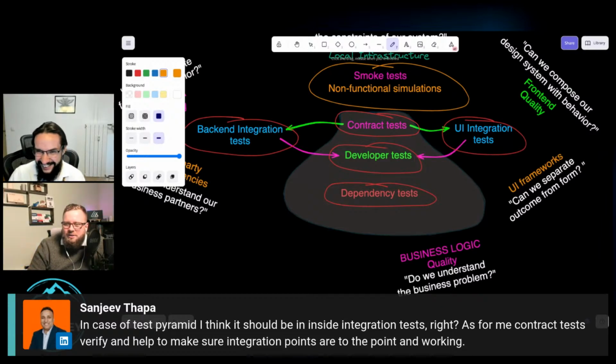As for me, contract tests verify and help to make sure integration points are working. So an integration test is a check potentially against production or against the real system. A contract test is a static analysis tool. It checks against the types of the system, the form of the system. So a contract test might go to a SOAP server or go to Shopify.